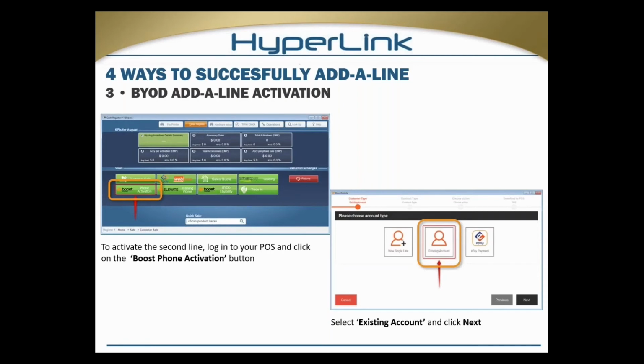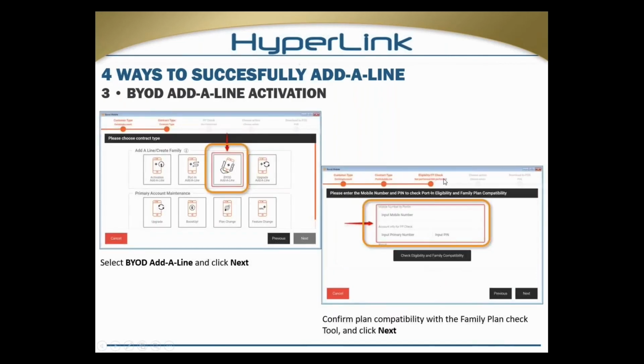To check to make sure if a device is unlocked, you want to put the Boost SIM card in prior to the activation. If you get a Boost signal on there, you're good to go. And as long as the compatibility tool tells you that it's compatible, you're good to go. You can go ahead and start your Boost phone activation. You're going to select existing account and hit next.